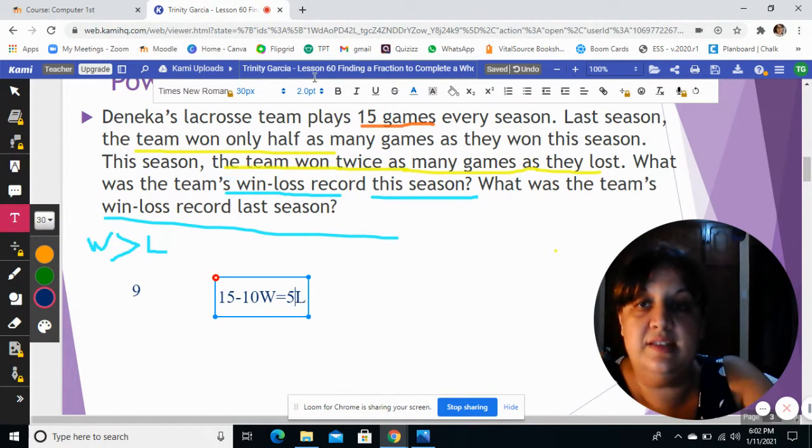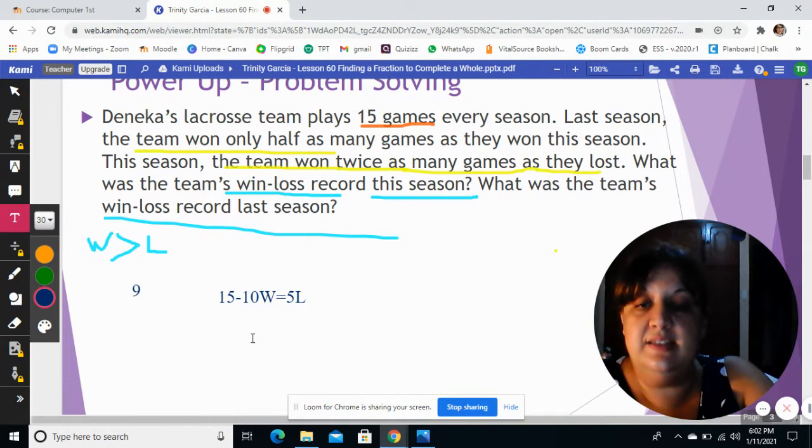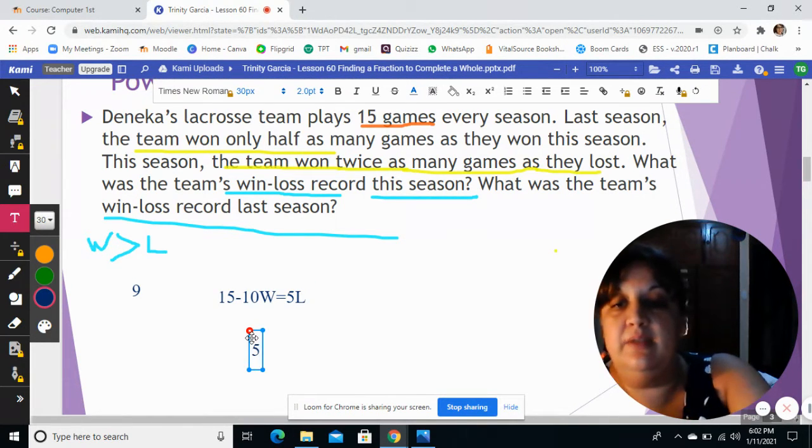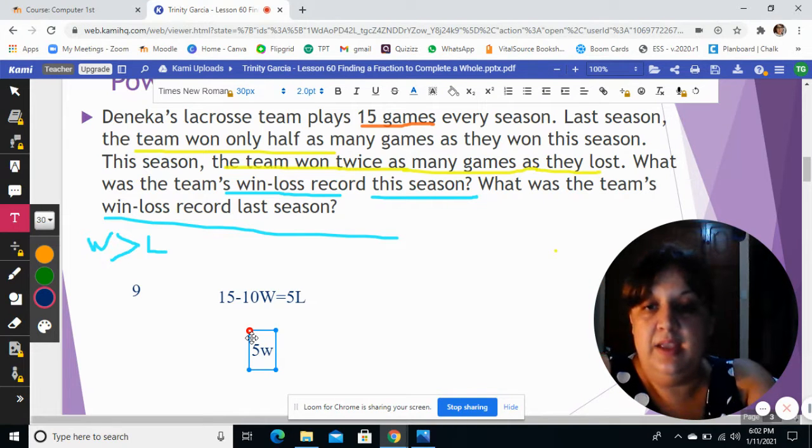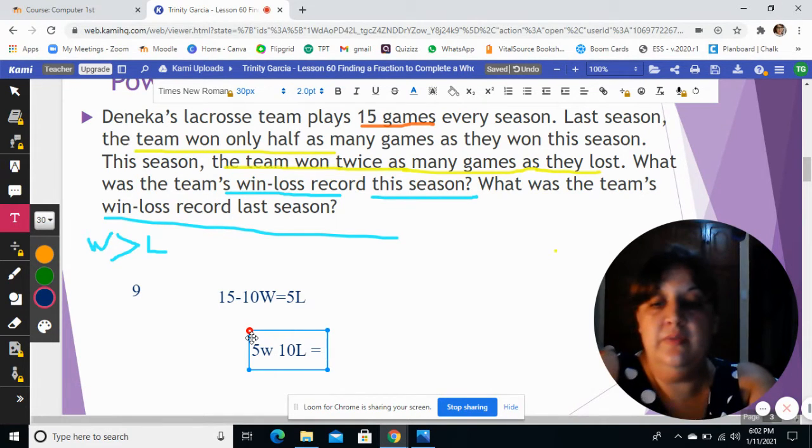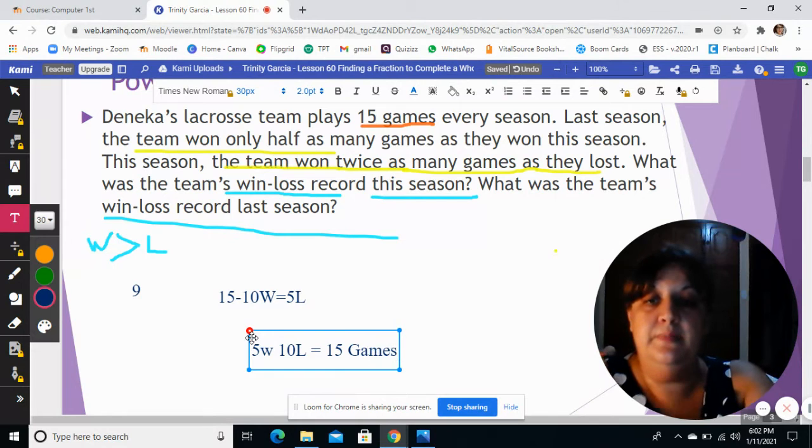And up here it tells us the team won only half as many games as they won this season. Okay, so we saw that they won 10 this season. So last season, that means they would have won 5. And they would have lost how many? They would have had to lose 10, because we know that our total needs to equal 15 games, right?